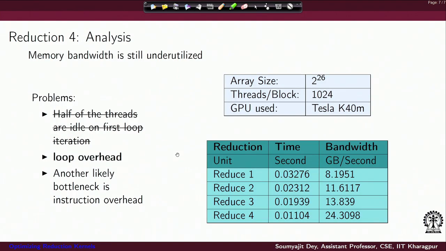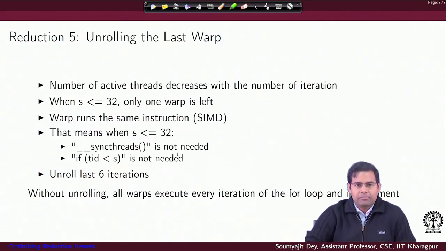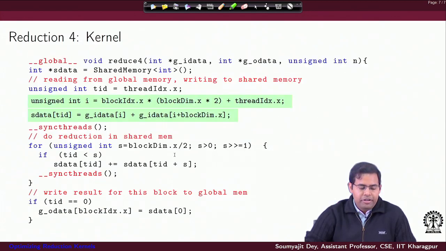And now another likely bottleneck can be the instruction overhead, because now I am executing more instructions per thread, but I can see that that's going to be a nice balance here. Now, the fifth reduction version is about the observation that I don't need this kind of synchronization barrier when I am executing the last warp. That means, when the number of active threads reduces to 32, then what happens?